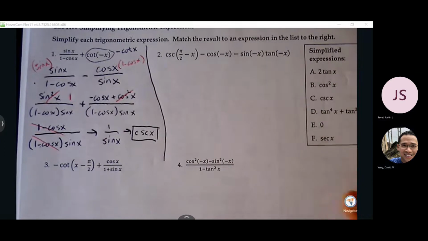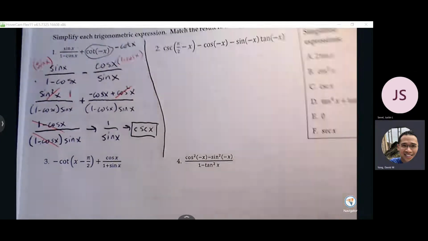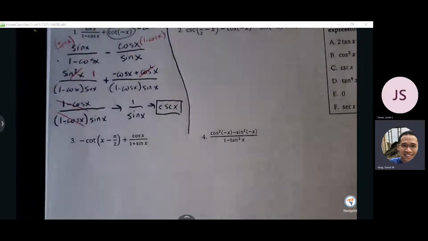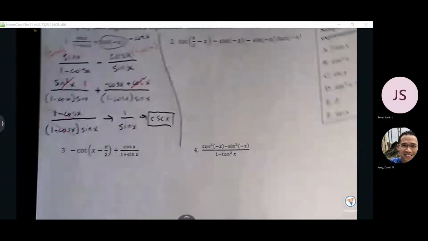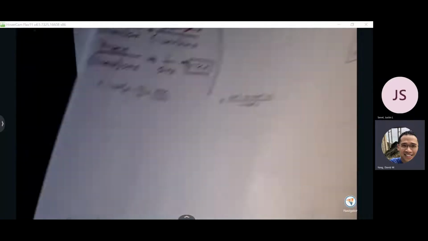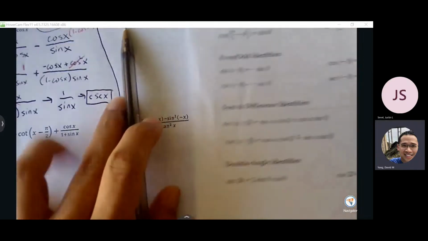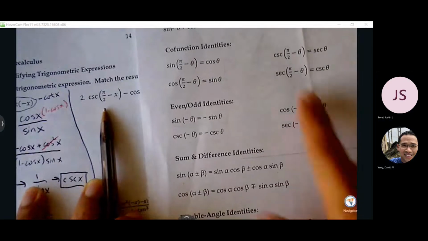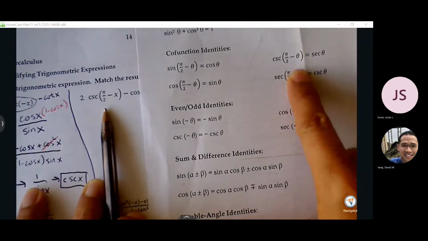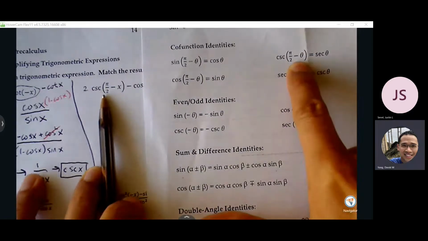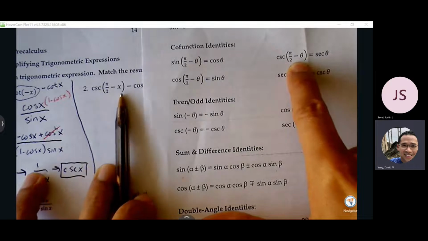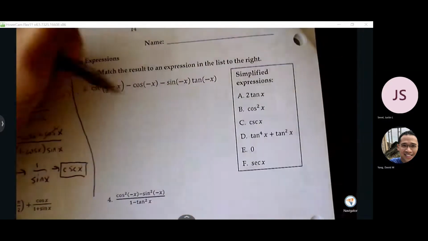Number 2. These are cofunction identities here. So we have cosecant of pi over 2 minus x. Cosecant and secant, right, are going to be cofunctions. So I can replace this cosecant of pi over 2 minus x with secant.